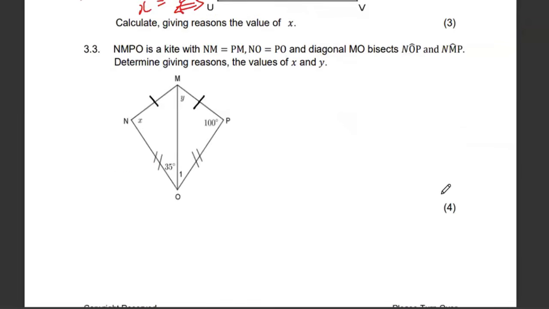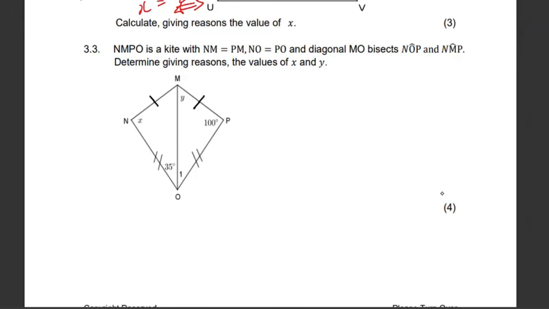Then 3.3, NMPO is a kite with NM the same as PM, NO the same as PO, and then diagonal MO bisects NOP and NMP. Determine the values of X and Y.